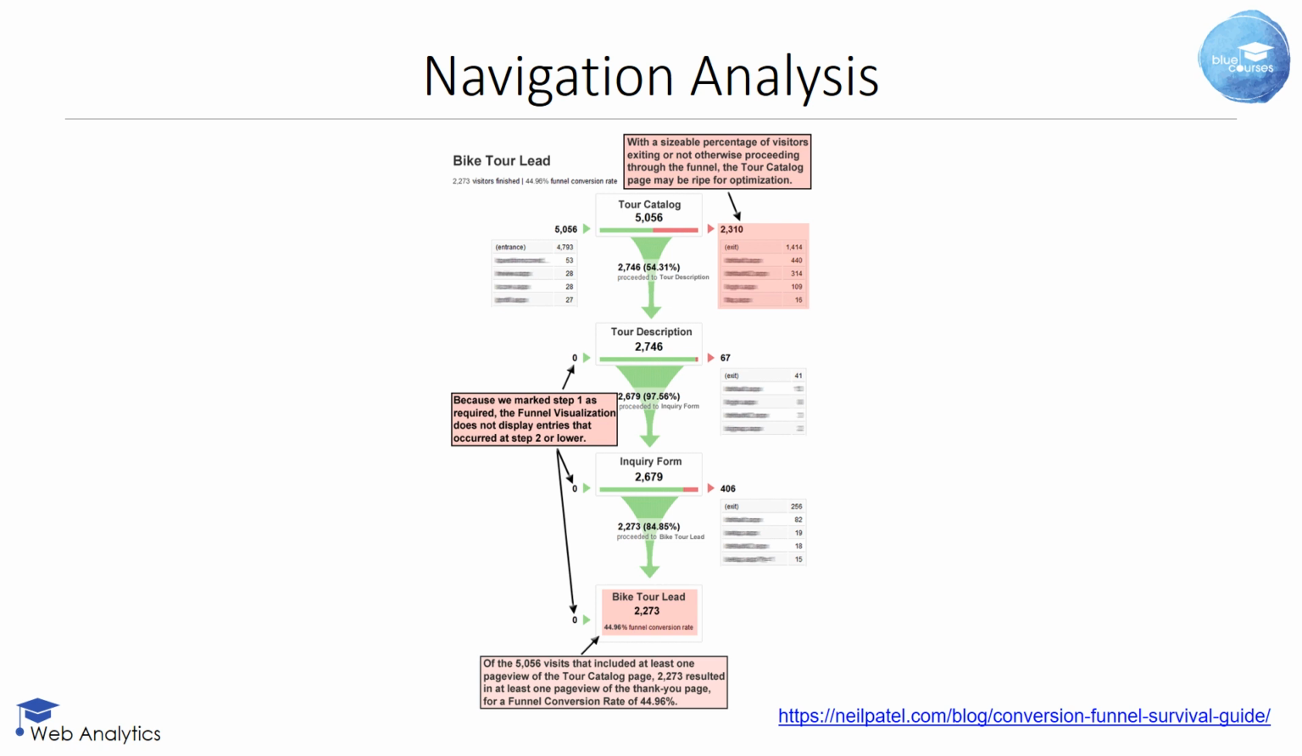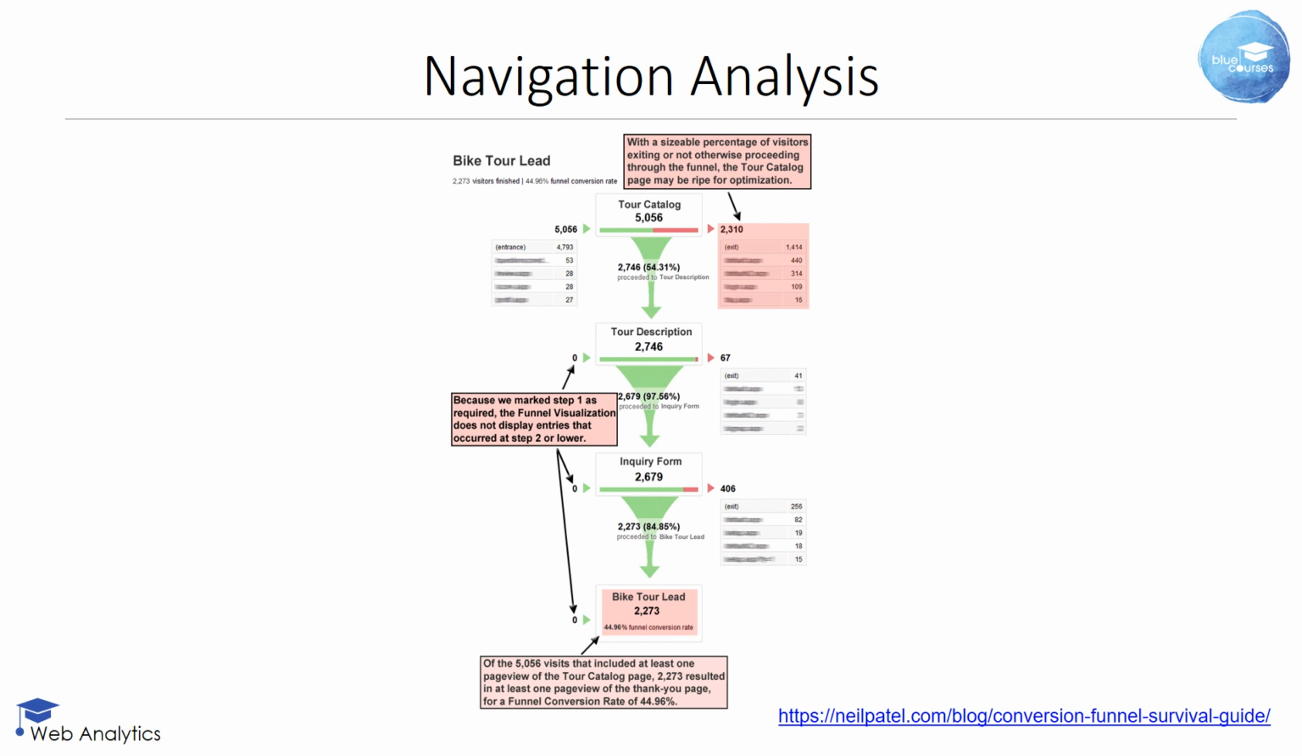We do have quite a bit of leakage after this first step, so the tour catalog page may be ready for optimization. Do note that since step 1 of the funnel was defined as required, we do not have entries that occur at lower steps.